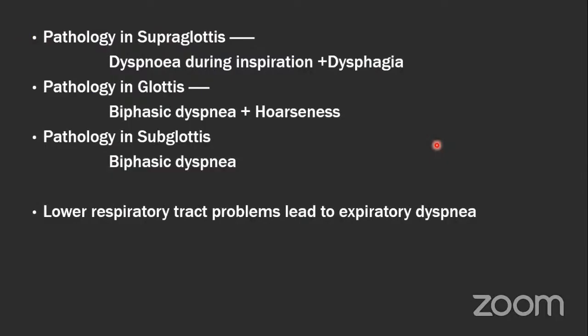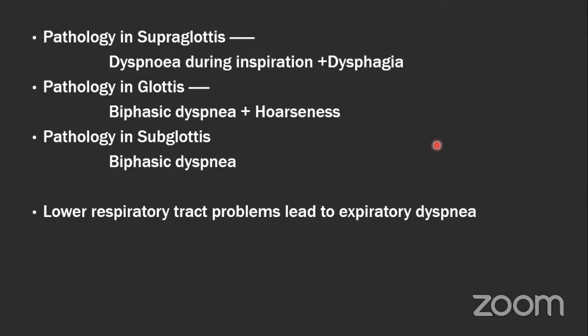Okay. Then in a nutshell, usually the pathology in the supraglottis will present as dyspnea during inspiration and dysphagia. Supraglottis has something more to do with swallowing because of the presence of the epiglottis. So pathology usually presents with an inspiratory dyspnea and dysphagia.